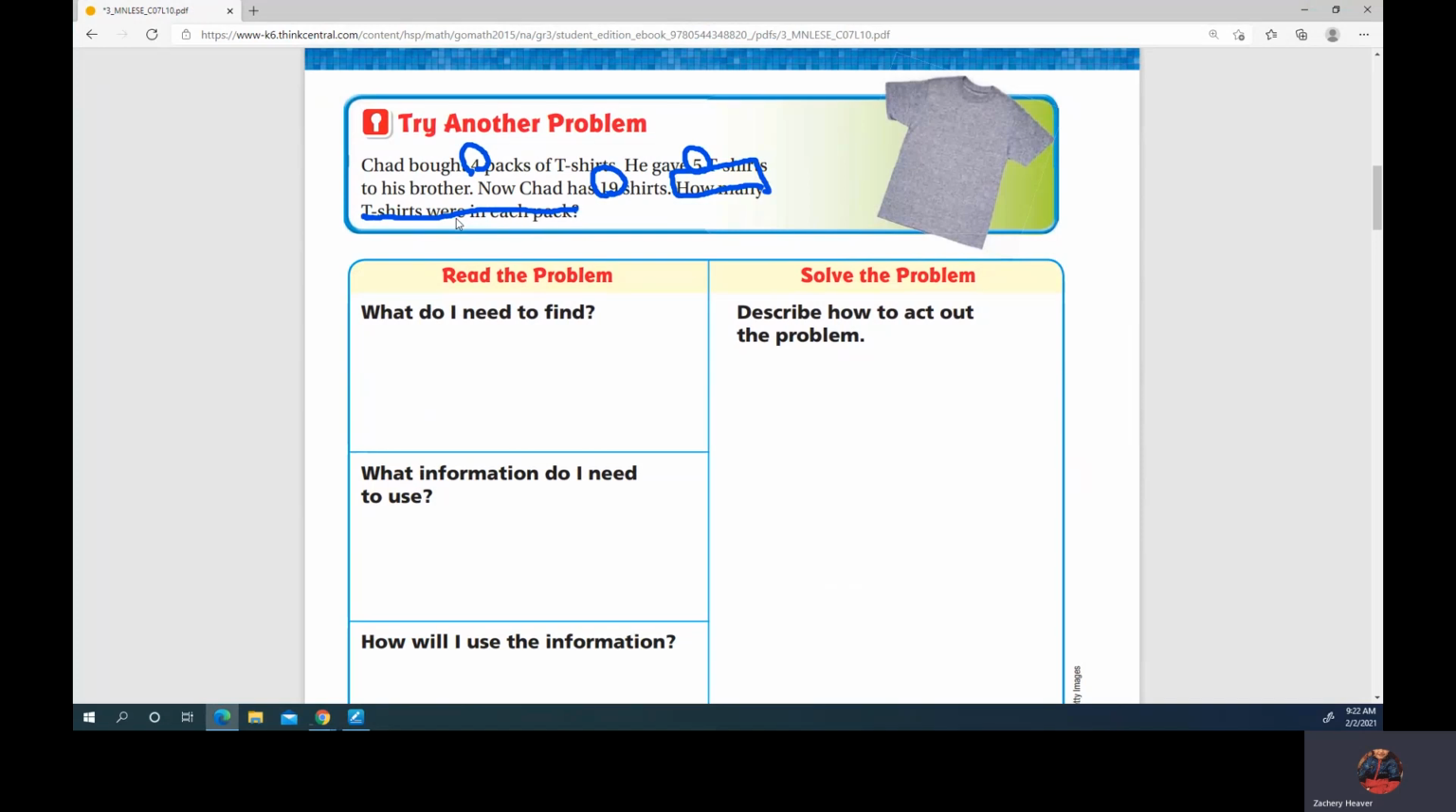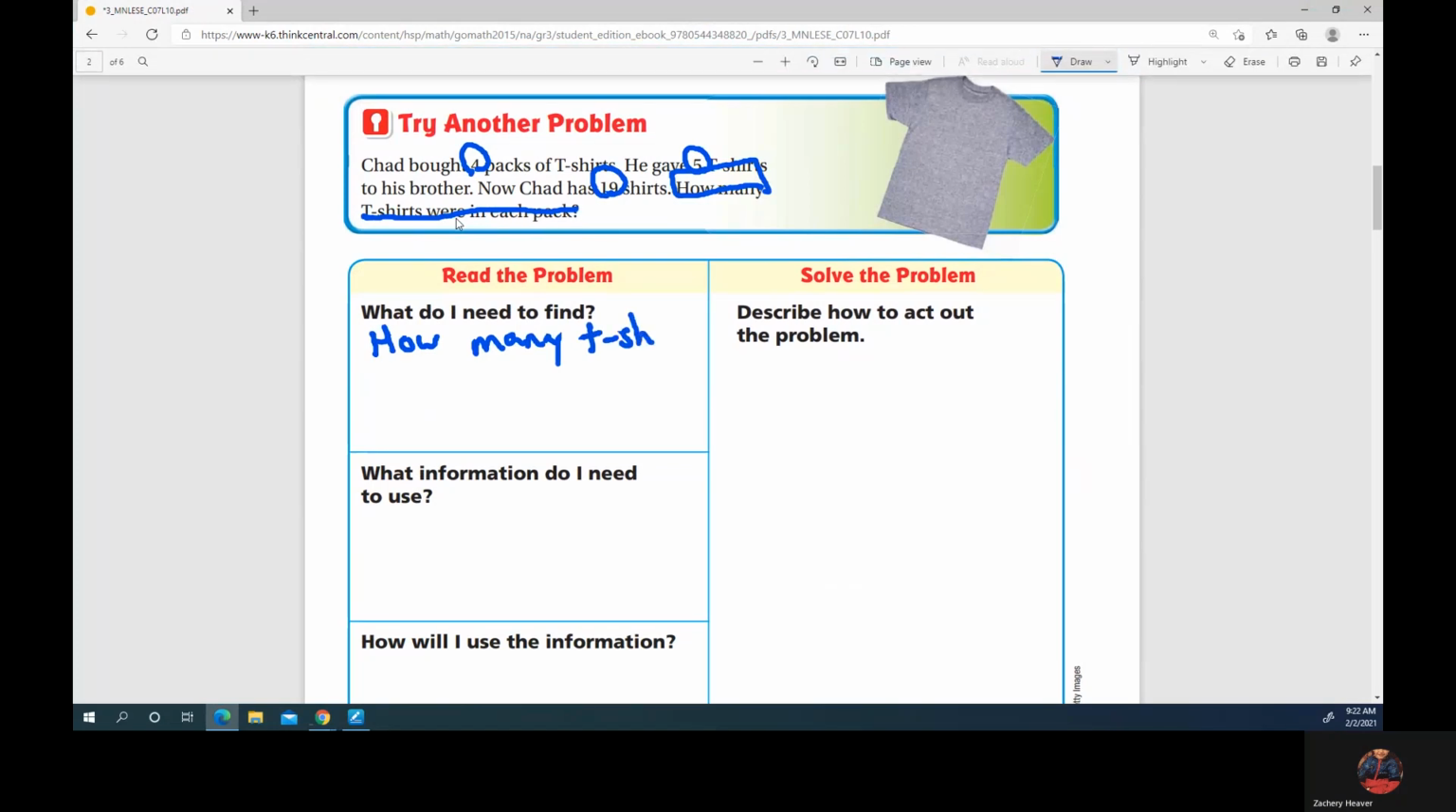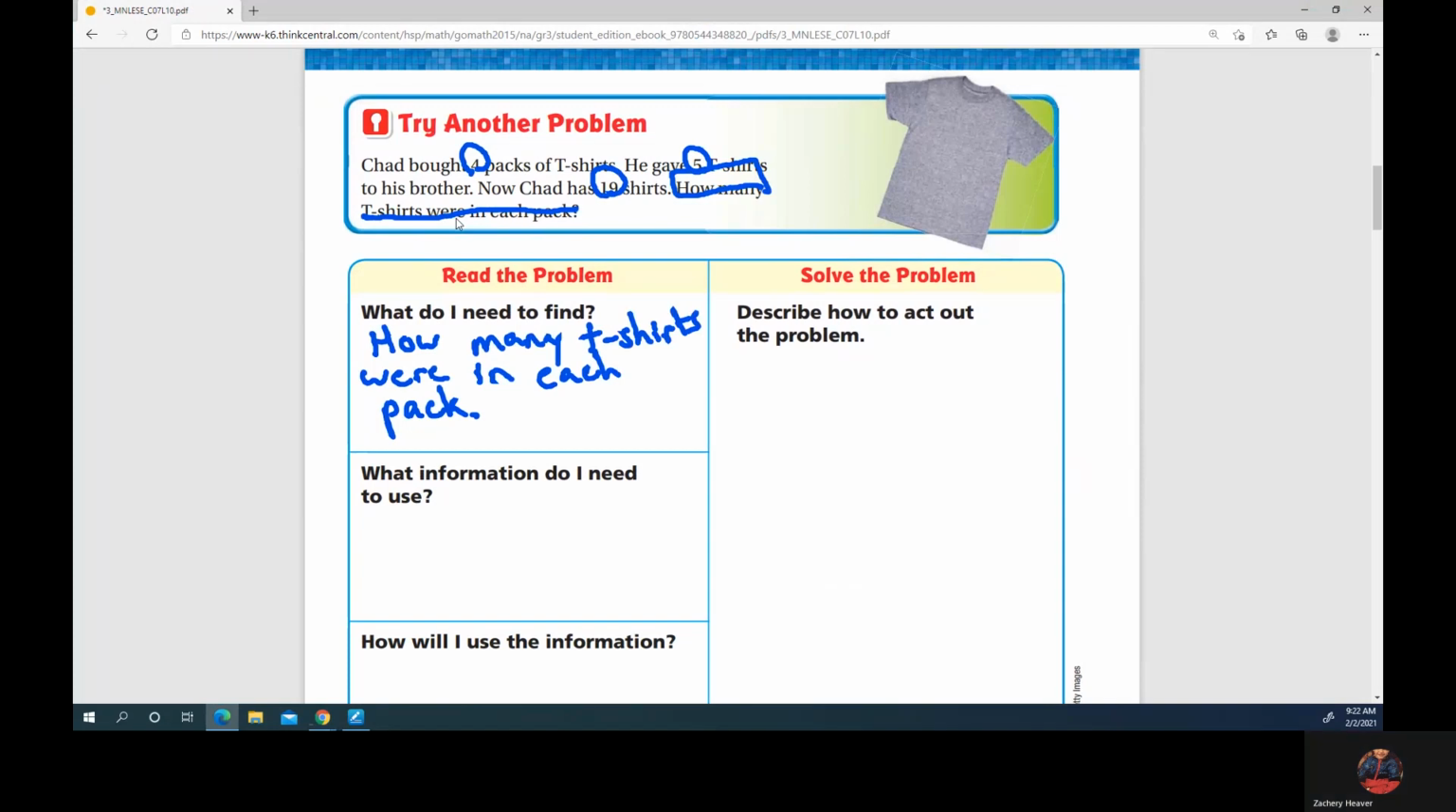Well, that's what we need to find. So right here, what do I need to find? It's the last sentence. How many t-shirts were in each pack? That's what we're looking for. How many t-shirts were in each pack? What information do I need to use?